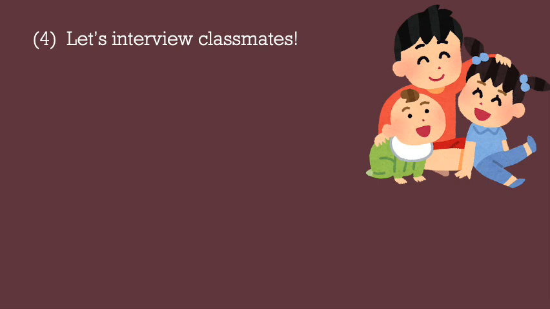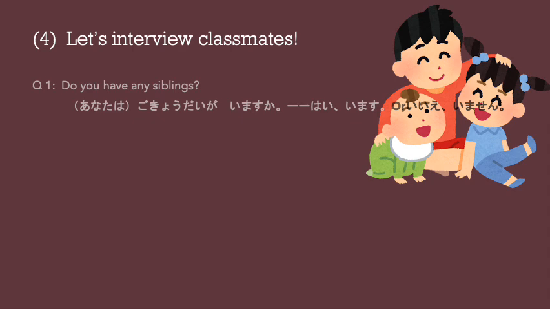Let's interview classmates. So we are doing section 4. Number 1 question you would ask is, do you have any siblings? Okay, siblings, genderless term, in Japanese is 兄弟. That's humble. Polite form is ご兄弟. It's not お兄弟 or 兄弟さん, but ご兄弟. It's a little different from others you just learned. Okay, so あなたはご兄弟がいますか? Do you have any siblings?